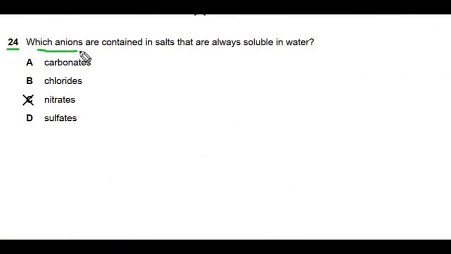Next, which anions are contained in salts that are always soluble in water? C is the right answer. All nitrate compounds are soluble. This is from the rules of solubility. All nitrate compounds are soluble. So C is the right answer.